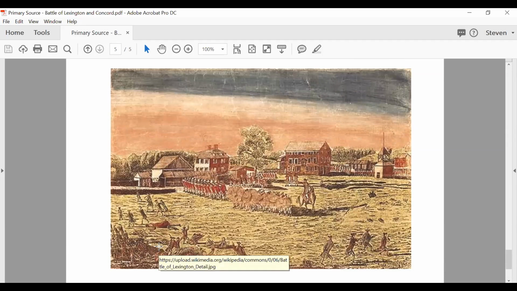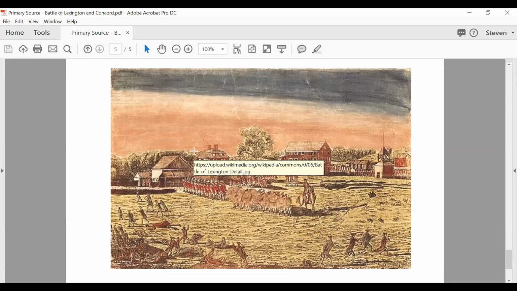This is a picture done by a lithographer, Amos Doolittle, who came down fairly soon after the battle and assembled eyewitness accounts of what had happened. He talked to a lot of people, and historians regard this particular picture as one of the best out there in terms of showing what actually happened with the Battle of Lexington on the Lexington Green in the early morning of April 19.